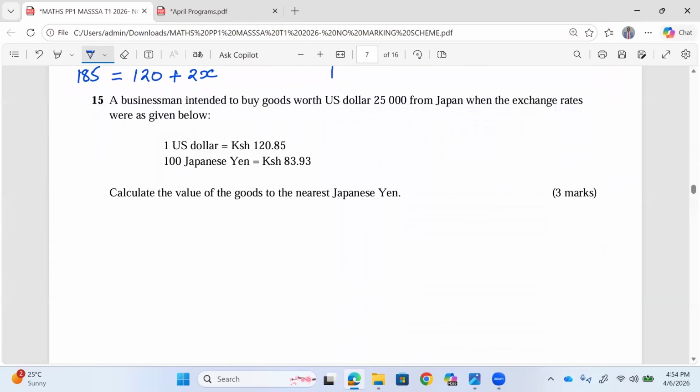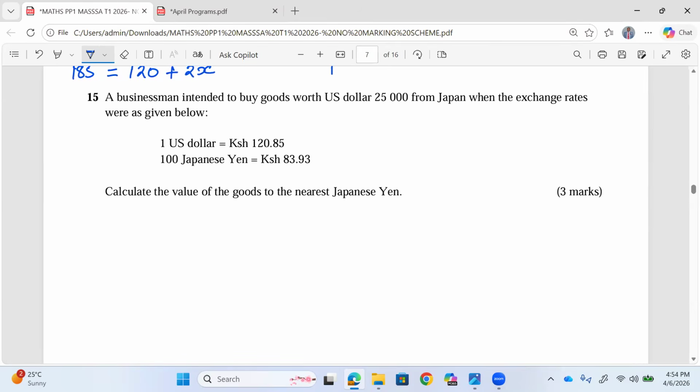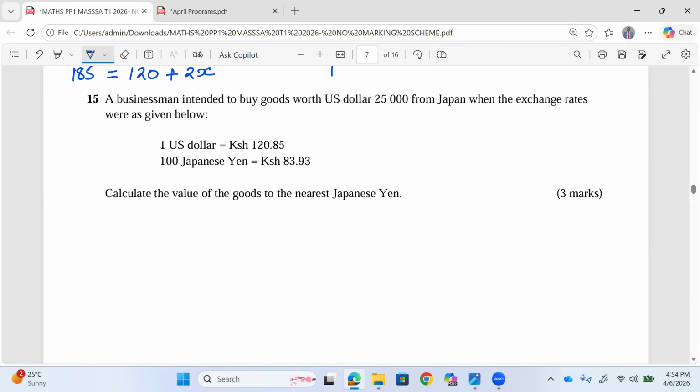See, number 15 is on commercial arithmetic. There is no way you can do a full mathematics paper, whether paper 1 or paper 2, and fail to encounter commercial arithmetic. It is not normal. These are some of the topics that must appear, whether commercial exchange rates, commission, percentages, losses, profits, and discounts. Commercial arithmetic just has to appear. So please equip yourself in commercial arithmetic.